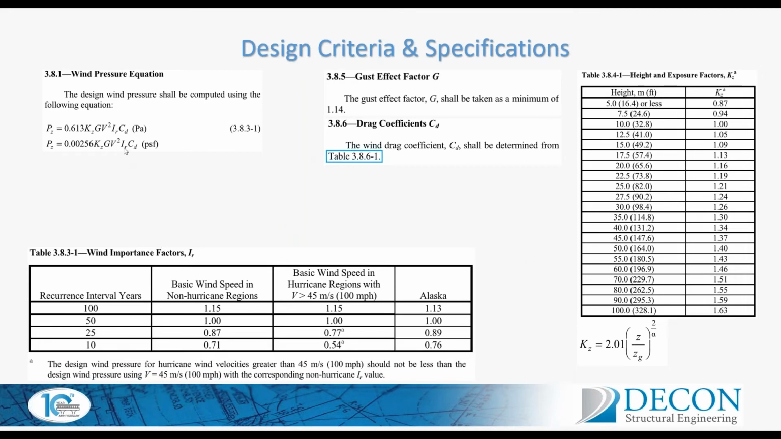And then we have IR in here, which is the importance factor. This importance factor allows the wind pressure associated with the 50-year mean recurrence interval to be adjusted to represent wind pressures associated with 10, 25, or 100-year mean recurrence intervals. The recommended minimum design life for overhead sign structures is 50 years, as you can see on Table 3.8.3.1.